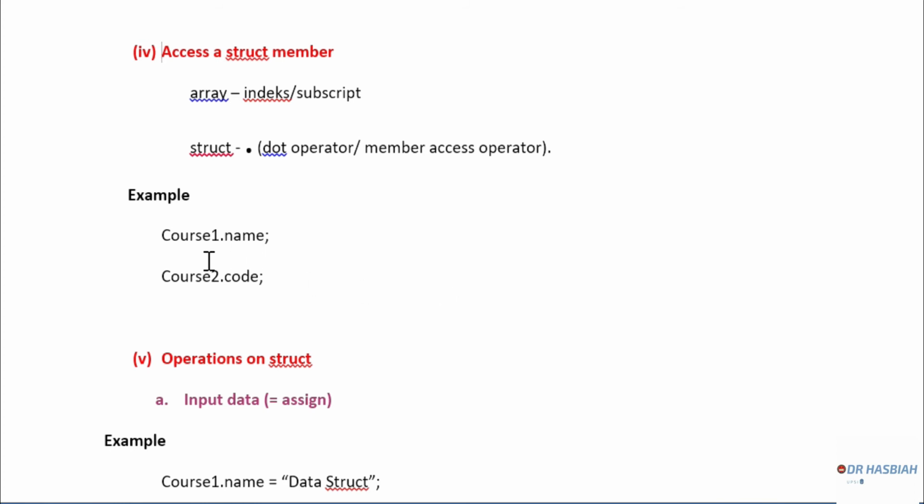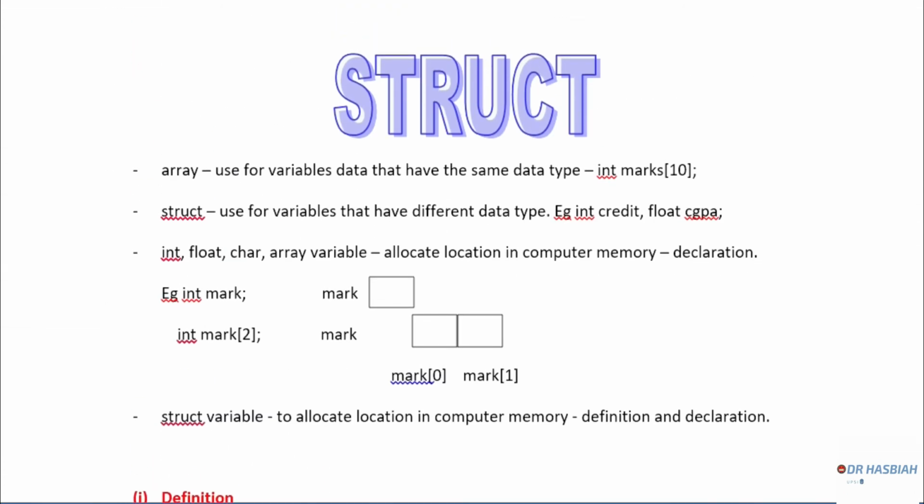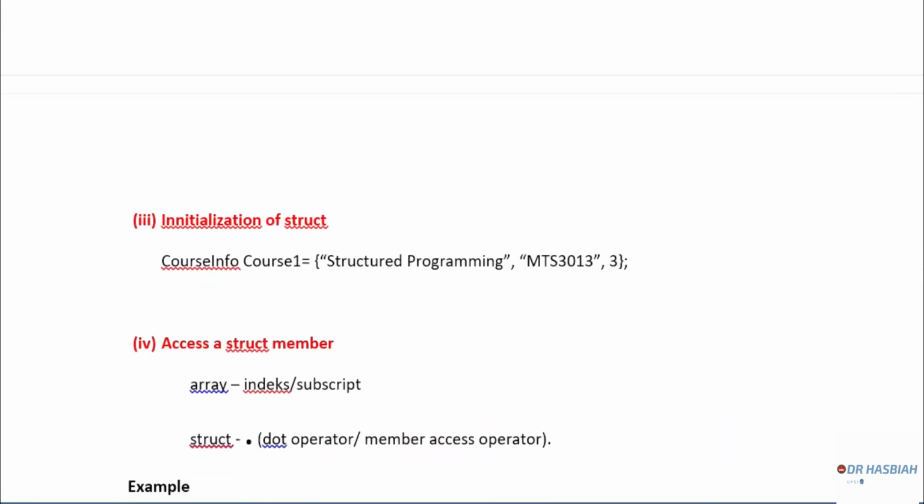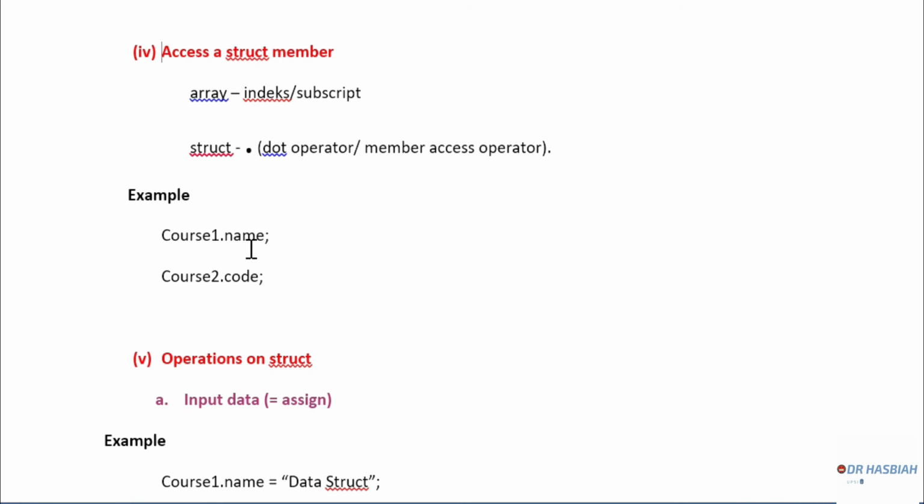So I just put cost1.name semicolon. In this case, let's say in the first box here, in the name, you have "structured programming". So when I write cost1.name here, I want to access the content of the first box, which is name. Let's say we have cost2.code, meaning I want to access the content of the code for cost2. So that is the way to access the struct member.